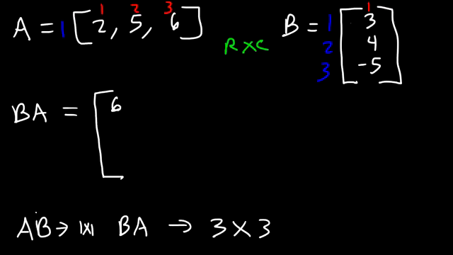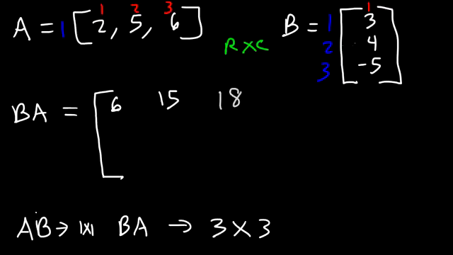So now we're still on row 1, but now we have to multiply by column 2. So that's going to be 3 times 5. So it's going to be in the first row, but second column. So that's going to be 15. And then we need to multiply row 1 by column 3. So it's going to be row by column. So 3 times 6 is 18.